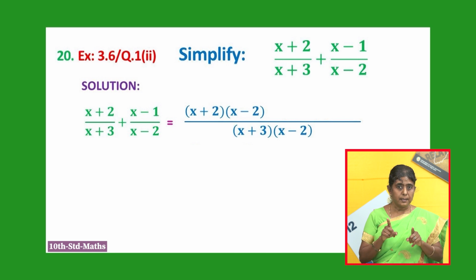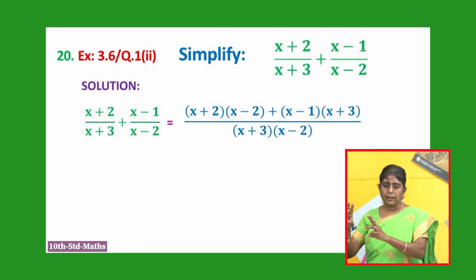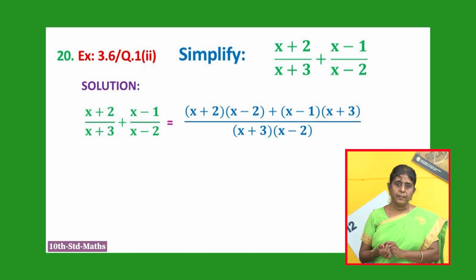The same idea we have to use for the second expression. You are seeing x minus 2 in the denominator. In the LCM you see x plus 3 into x minus 2. So x plus 3 is missing. So you have to multiply the numerator by x plus 3. This concept you did in lower classes with numbers. Now you are doing it with expressions.